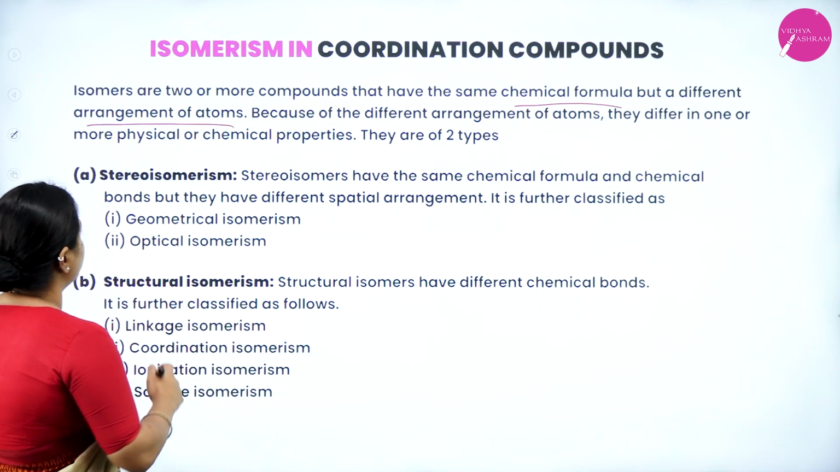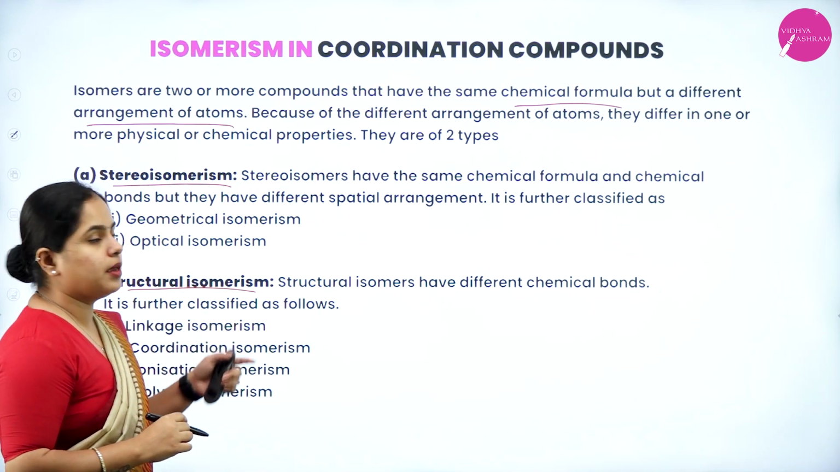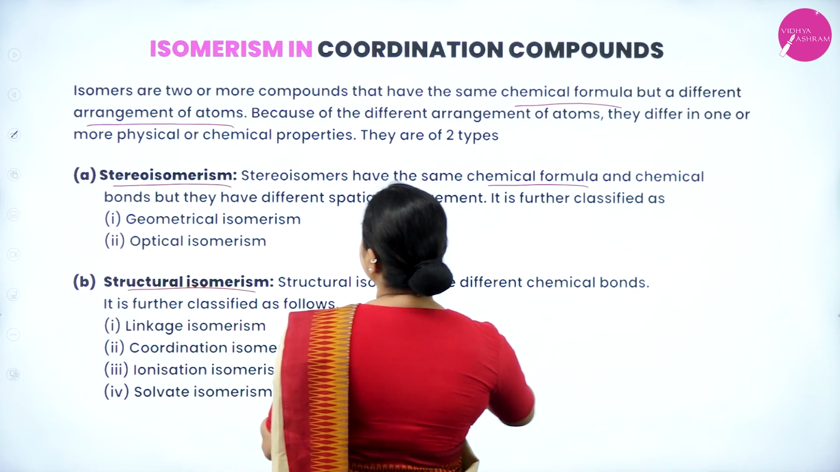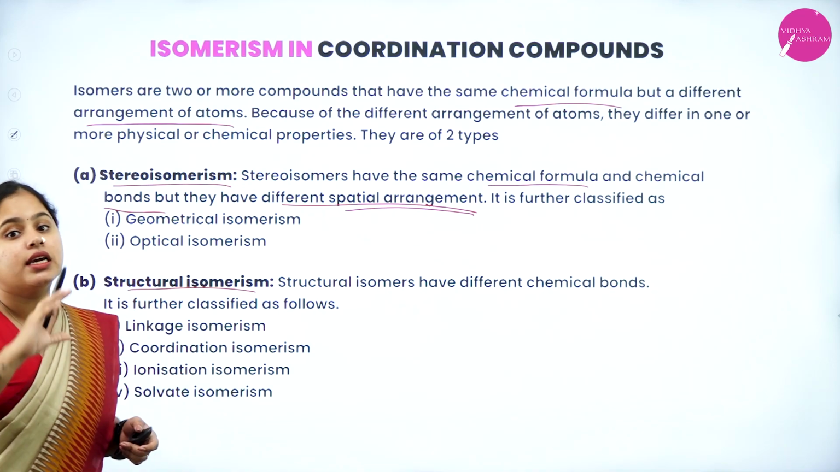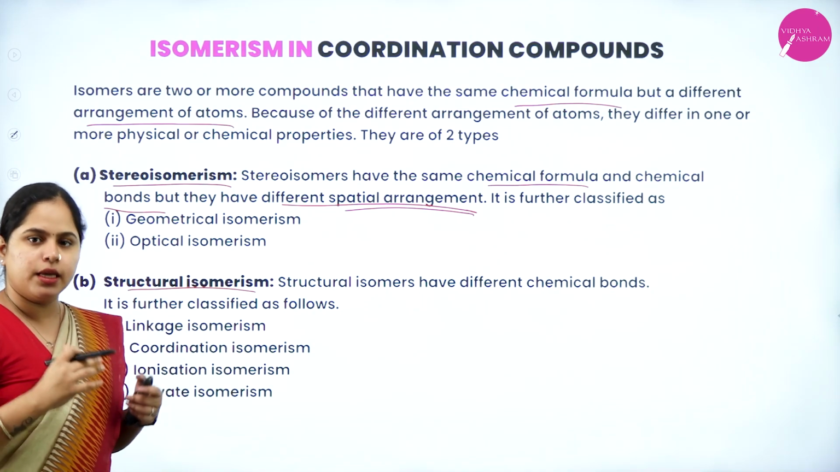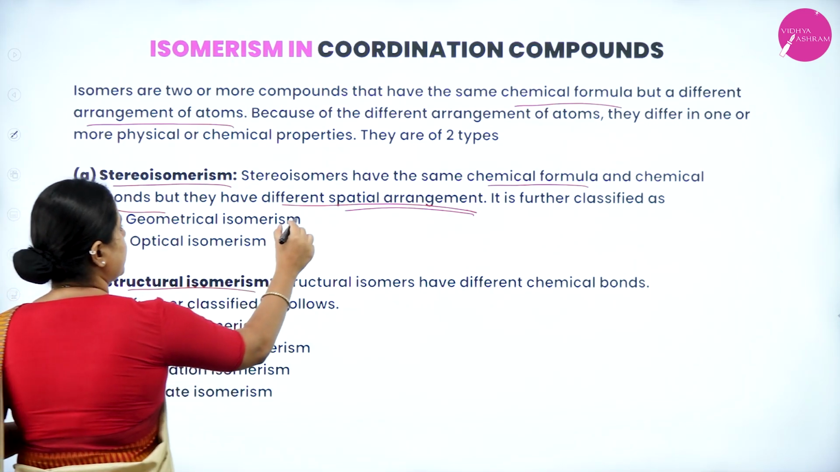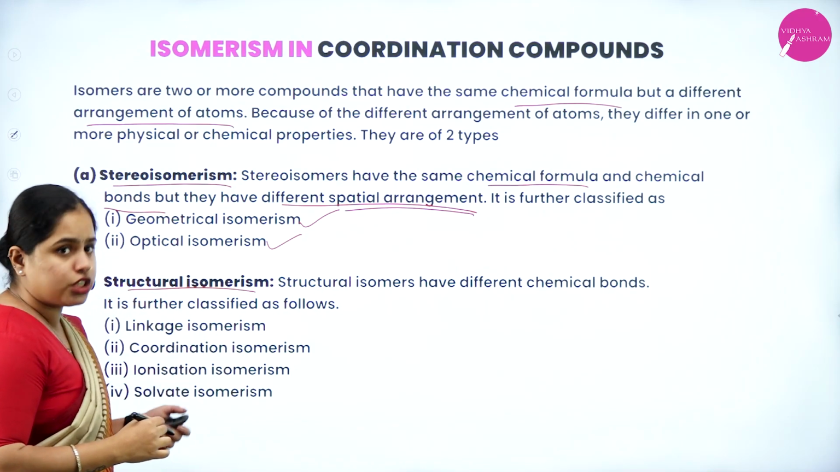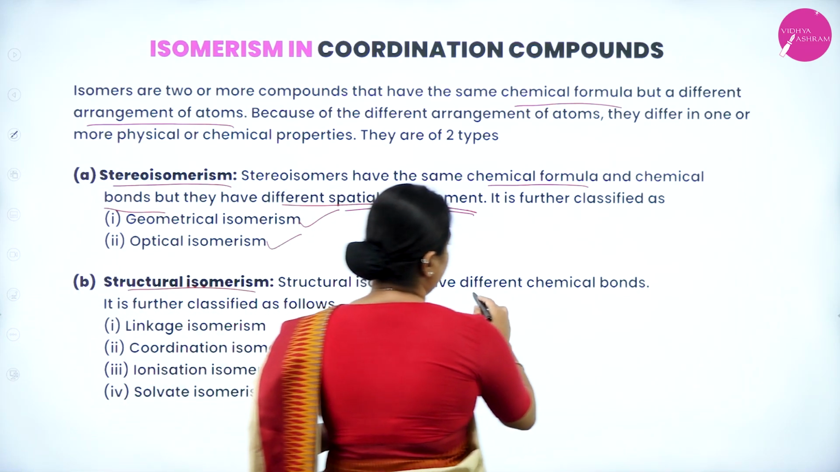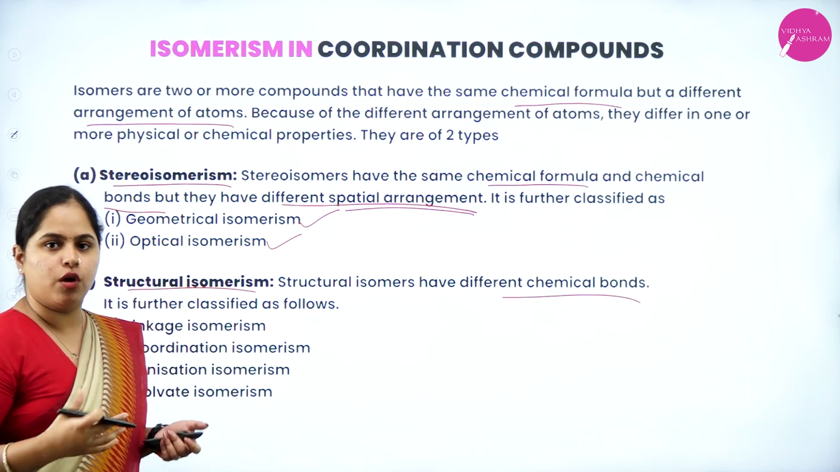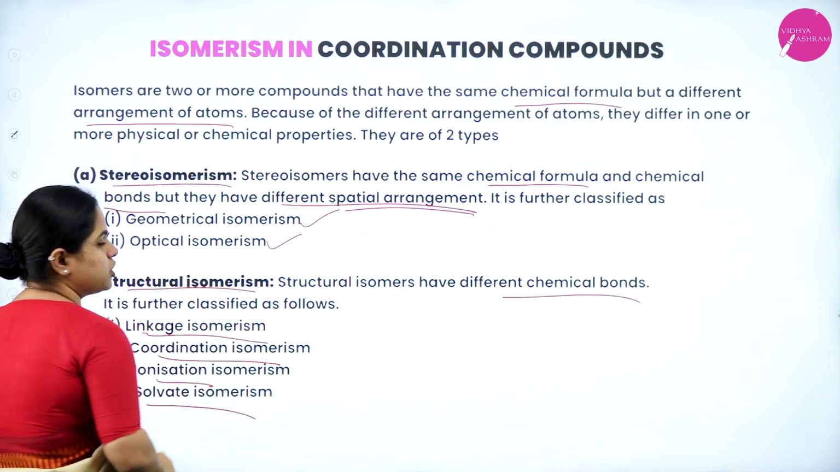So there are majorly 2 types: stereoisomerism and structural isomerism. So the first one is stereoisomerism. They have the same chemical formula. Again, they have the same chemical formula and chemical bonds, but they have different spatial arrangement. So what they are differing in is the spatial arrangement of these atoms, right? Chemical formula will be the same, the bonds will also be the same, but the spatial arrangement will be different. There is geometrical isomerism and optical isomerism. Now structural isomerism means they again have the same chemical formula, but they have different chemical bonds, okay? How the bonds are formed will be different. Based on that, we have linkage isomerism, coordination, ionization, and solvate isomerism.